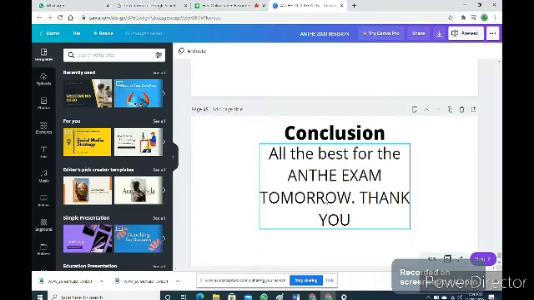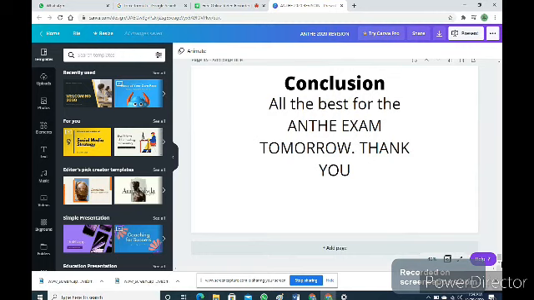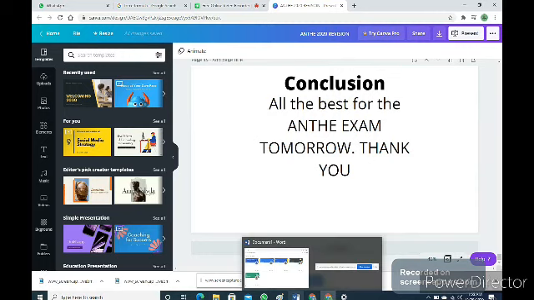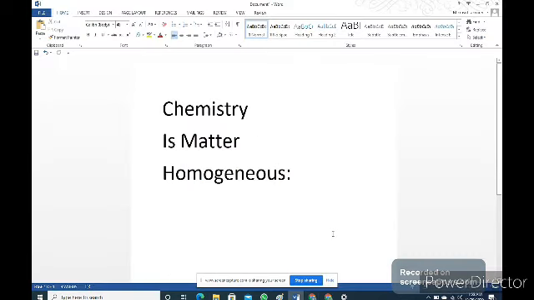And now let's do this one. What are atoms and molecules? So what is an atom? The smallest part is known as an atom. There are different types of atoms like hydrogen, carbon, lithium, beryllium, and etc.